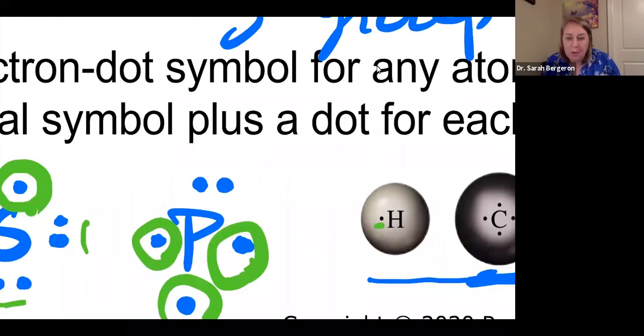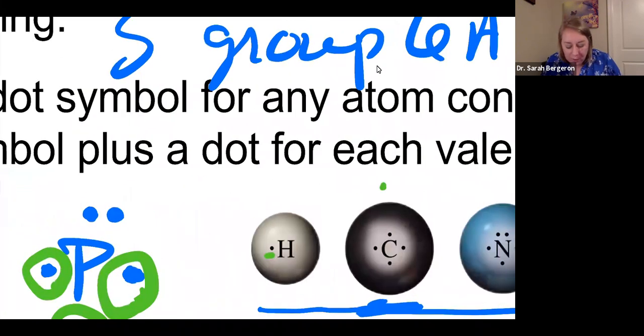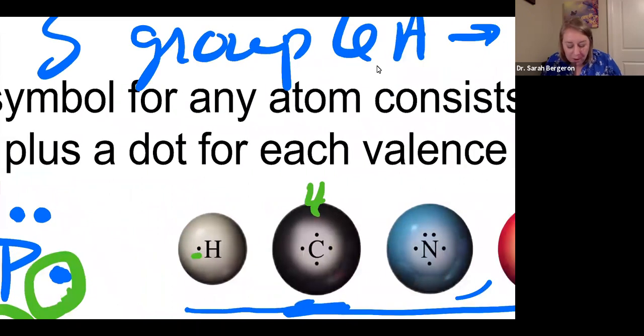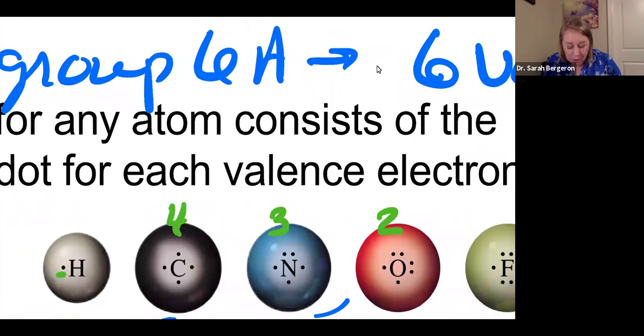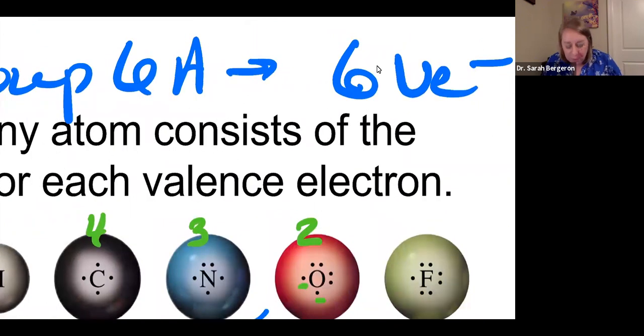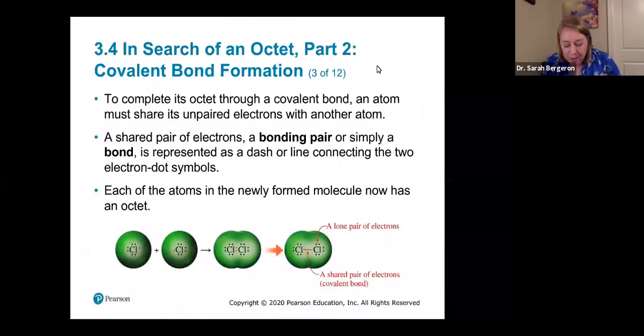Phosphorus has 3 electrons that can participate. Hydrogen has 1. Carbon has 4 unpaired. Nitrogen has 3 unpaired. Oxygen, 2 unpaired. Fluorine's only got 1 unpaired. So this tells you how many electrons can participate in a covalent bond. They have to be unpaired in order to participate. So to complete its octet through a covalent bond, an atom must share its unpaired electrons with another atom.